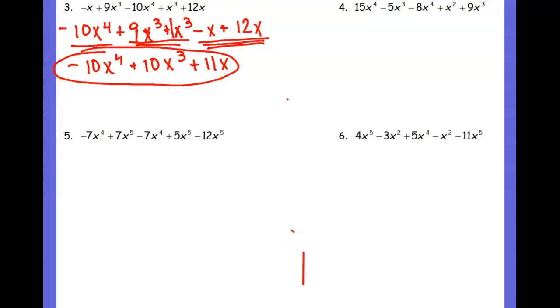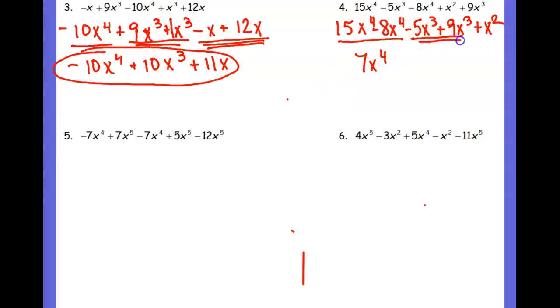Okay, we'll do the same thing with number 4. We start off when we put them in order, group them: 15x to the fourth minus 8x to the fourth, minus 5x to the third plus 9x to the third, plus x squared. Okay, our like terms, 15 minus 8 here is 7, so 7x to the fourth. Negative 5 plus 9 is going to be a positive 4x to the third, and then we have our x squared.